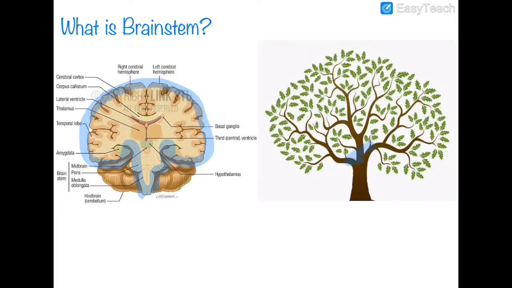Now these two images are exactly analogous. So if this is the tree stem or the tree trunk, then this is the brain stem. The brain stem consists of the midbrain, the pons and the medulla oblongata.